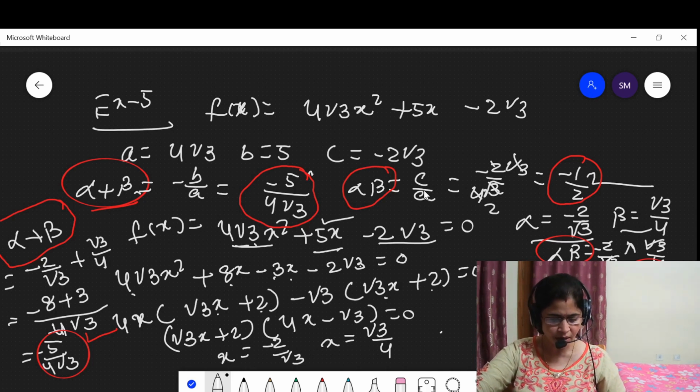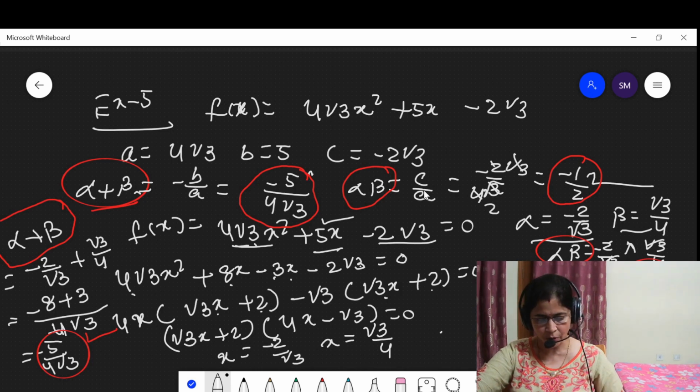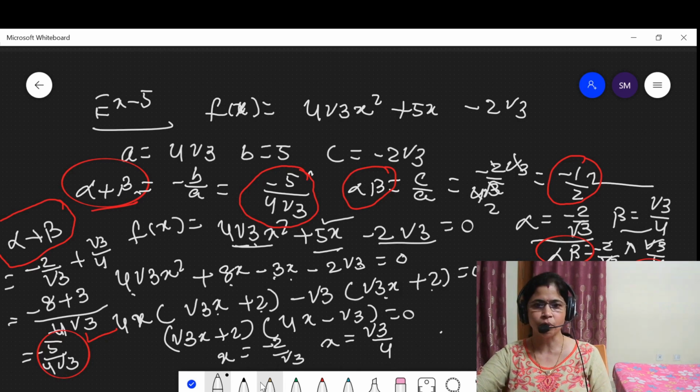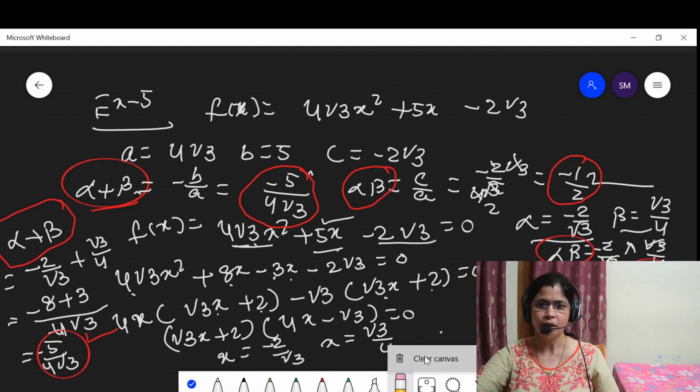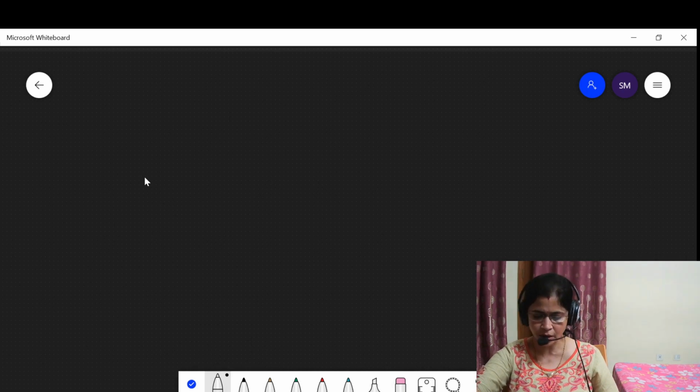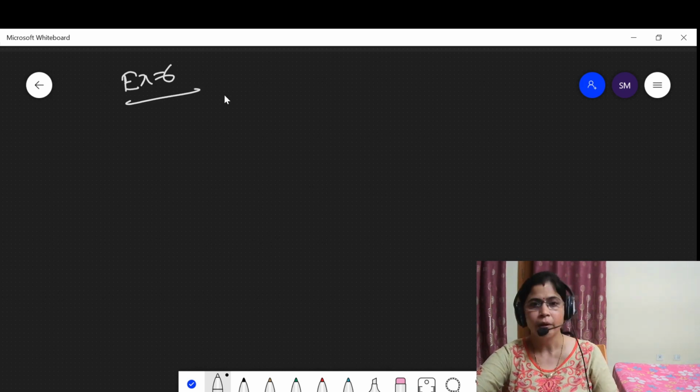Here another question says, find the zeros of the polynomial and verify the relationship between the zeros and the coefficients. This question is from your NCERT book. Here f(x) is given. Now students, please practice from your book and ask me your doubts.